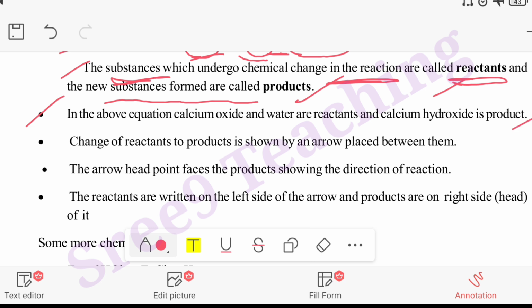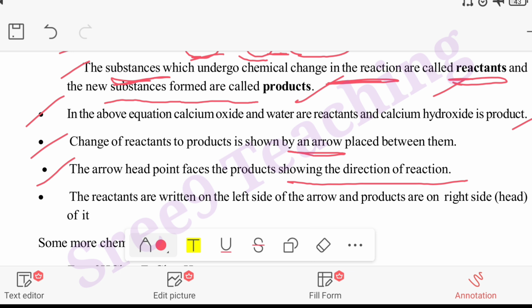Next, change of reactants to products is shown by an arrow placed between them. In the equation we write the symbols of the substances which are undergoing chemical change by placing a plus between them, and we write an arrow mark. It shows that the chemical reaction is occurring. What does the arrow mark show? The arrowhead points to the products, showing the direction of the reaction. The reactants on the left side are undergoing a chemical change, giving a product which we write on the right side of the arrow mark.